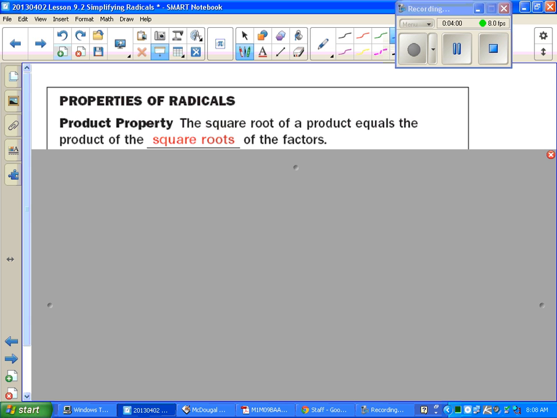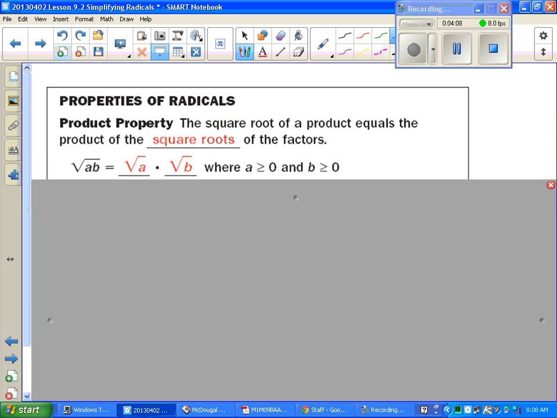Here are the properties of radicals. The product property says that the square root of a product equals the product of the square roots of the factors. In this example, the square root of AB is equal to the square root of A times the square root of B. This doesn't really look like this most of the time. It'll be like the square root of 36. Oh, not 36, that's a perfect one. It'll be like the square root of 12.